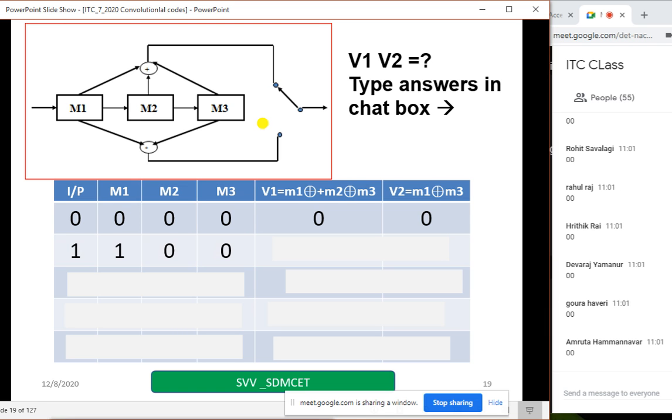Now I'm giving a 1 0 0. Don't get confused, 4 bits, huh? Both are same, M1 and input. Now can you type what's the V1 and V2? V1, I'm adding all the 3.